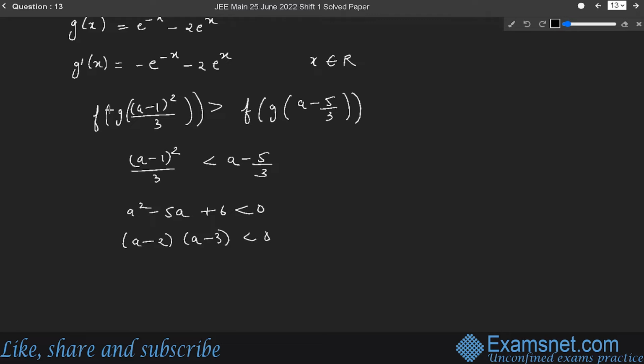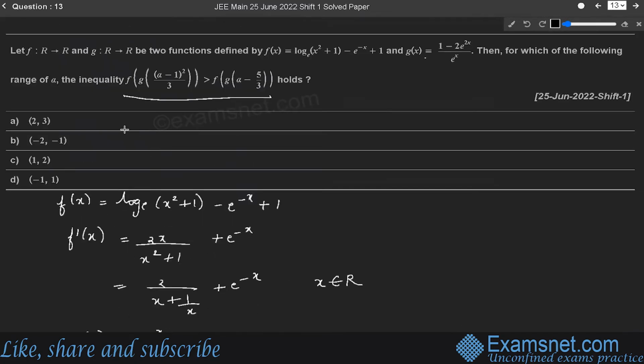So a lies between 2 and 3, or we can say that a belongs to (2, 3). Hence, the correct range for a is (2, 3). So the correct option will be option number A here. I hope this question is clear to you.